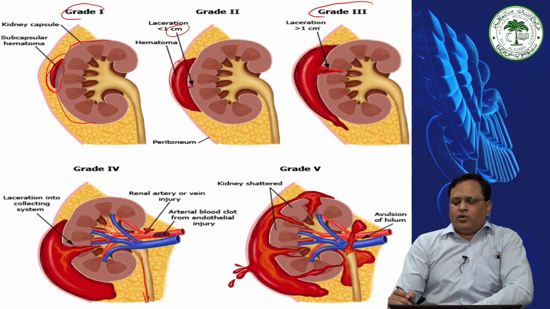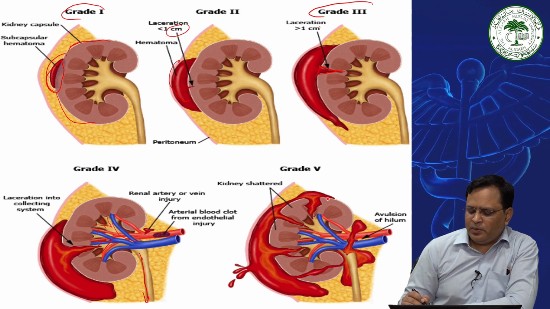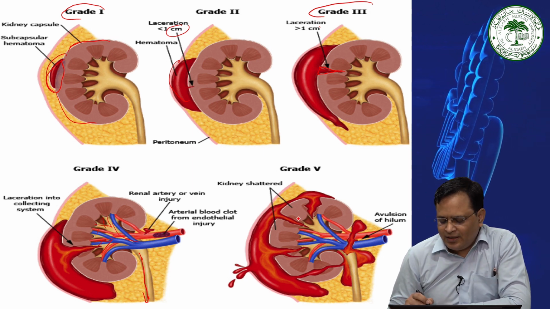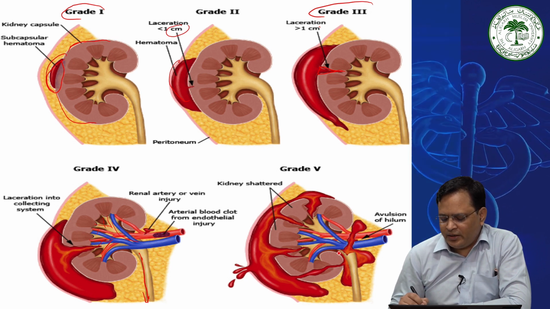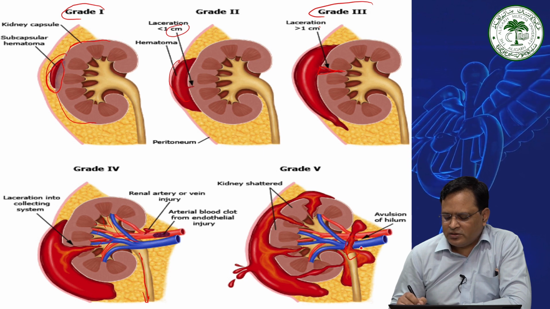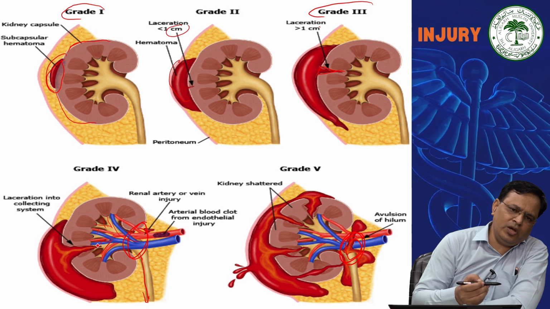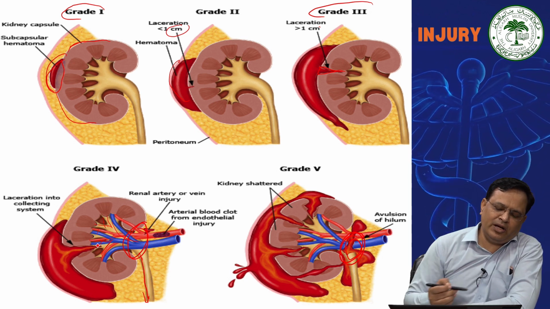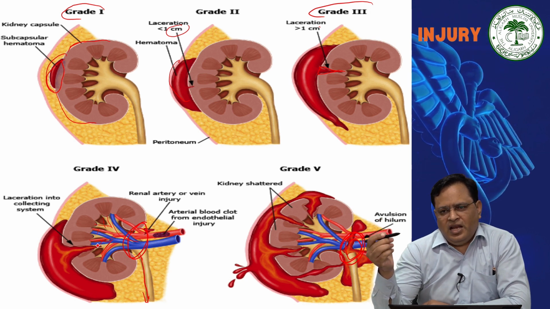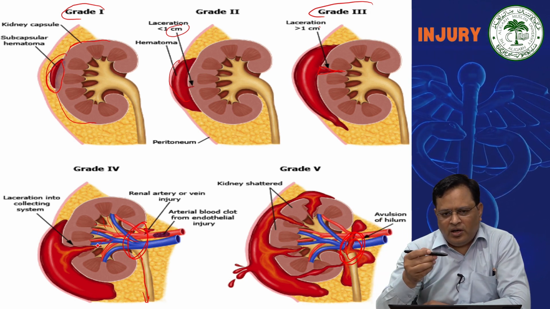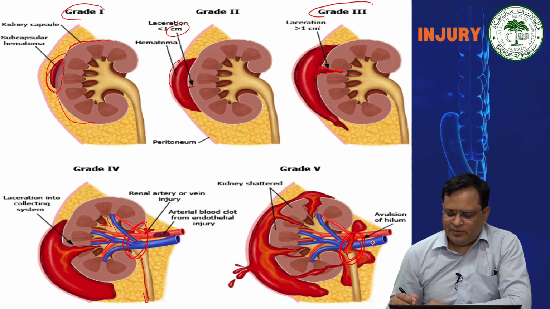Then the next grade, the whole of the kidney is pulped, with multiple fractures or multiple ruptures, and it can be seen that all the areas are ruptured, and we can say avulsion of the hilum also. The hilum is the part where all the structures go inside the kidney or come out. Similarly, in the lungs, we have seen the hilum where all the structures go inside the lung or come out of the lung. So this can also be ruptured.